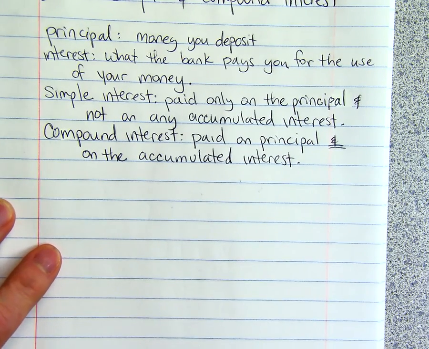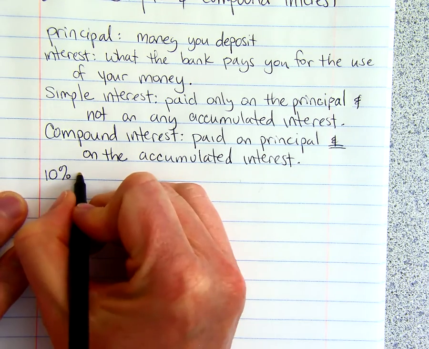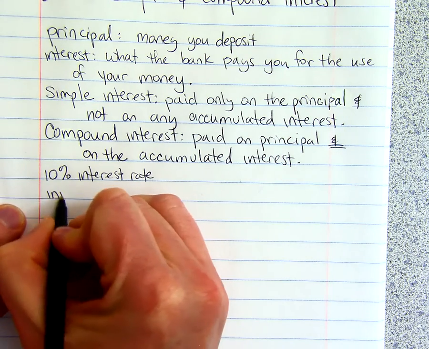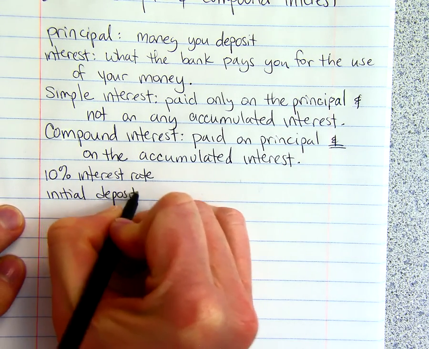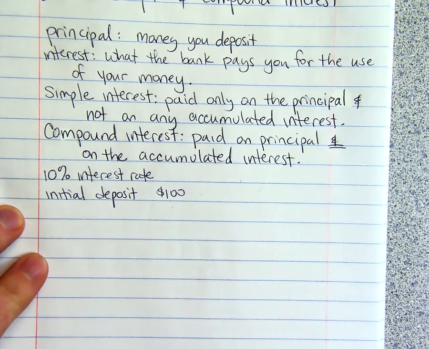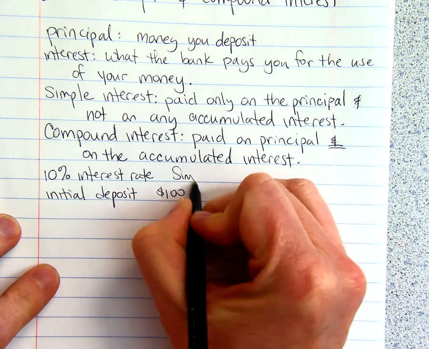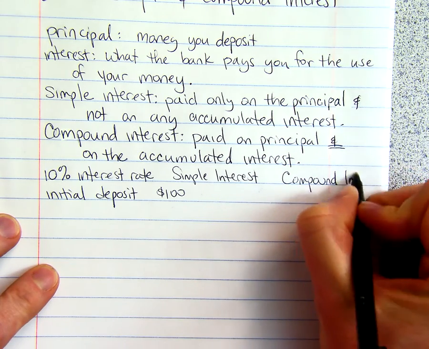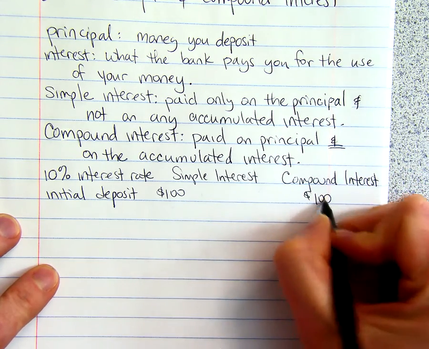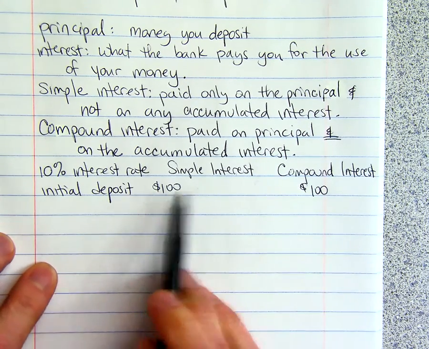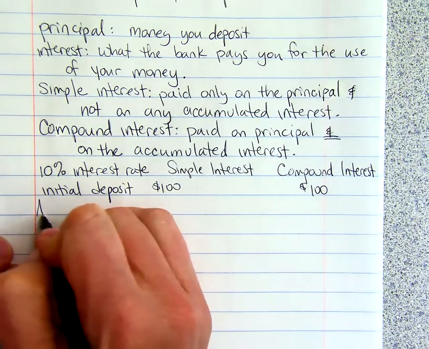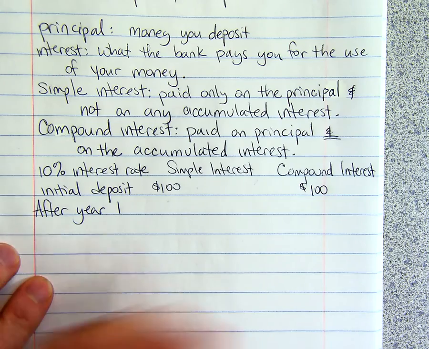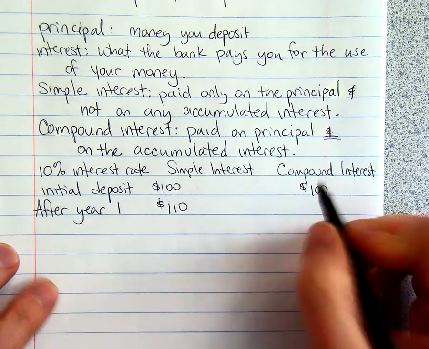This is just an example: if you had a 10% interest rate, which is actually really good, and your initial deposit was $100, for simple interest and compound interest, we're going to show you the difference in amounts. Both of them, if you put in $100, are going to have $100. After year 1, the simple interest account will have $110, and the compound interest will have $110.